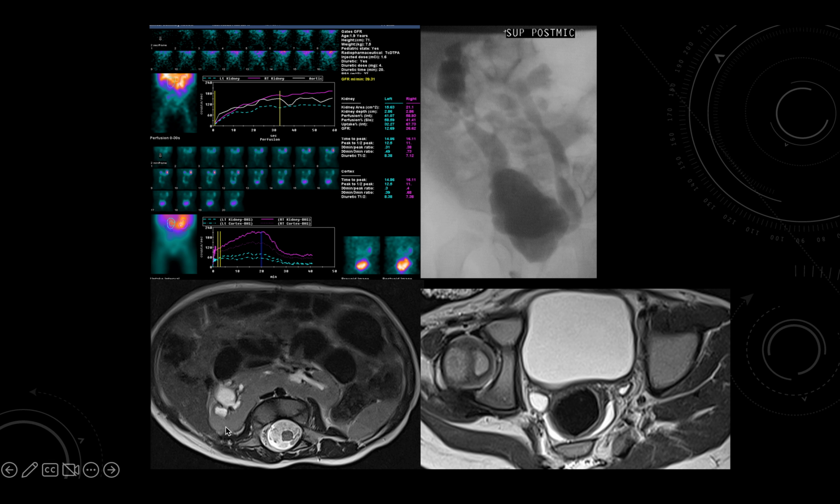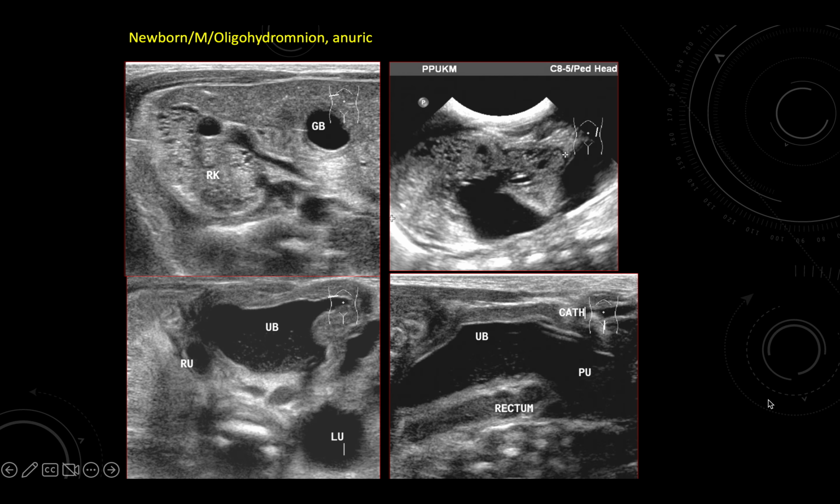And this is how it looks on the MRU. And you can appreciate a dilated distal ureter, as we saw on the ultrasound. Okay, alright, so this is a newborn. We did this case at less than 48 hours, because the child is anuric.